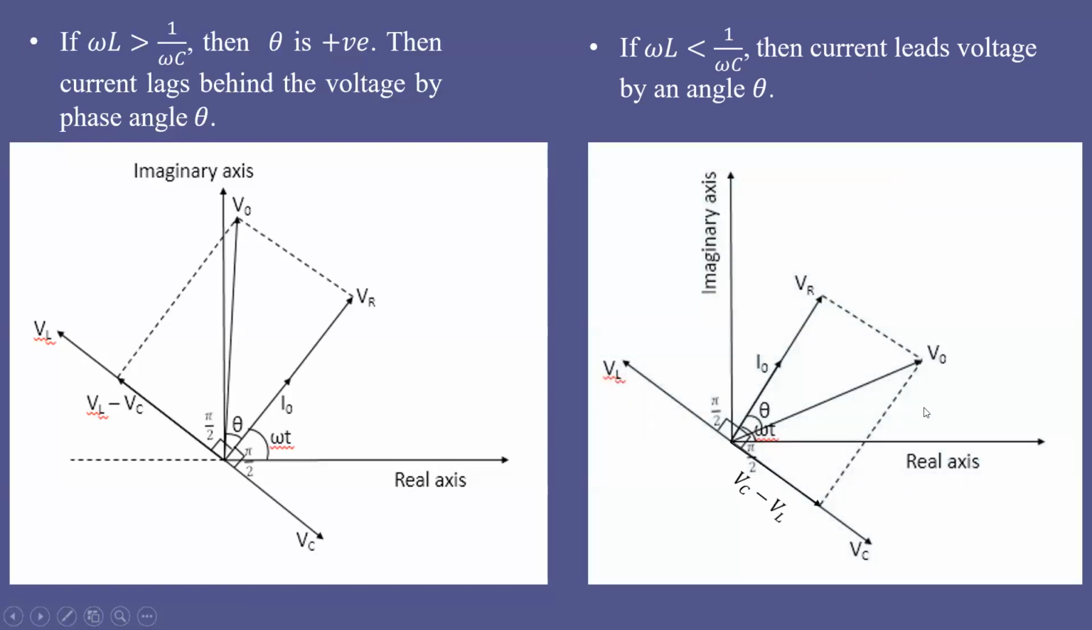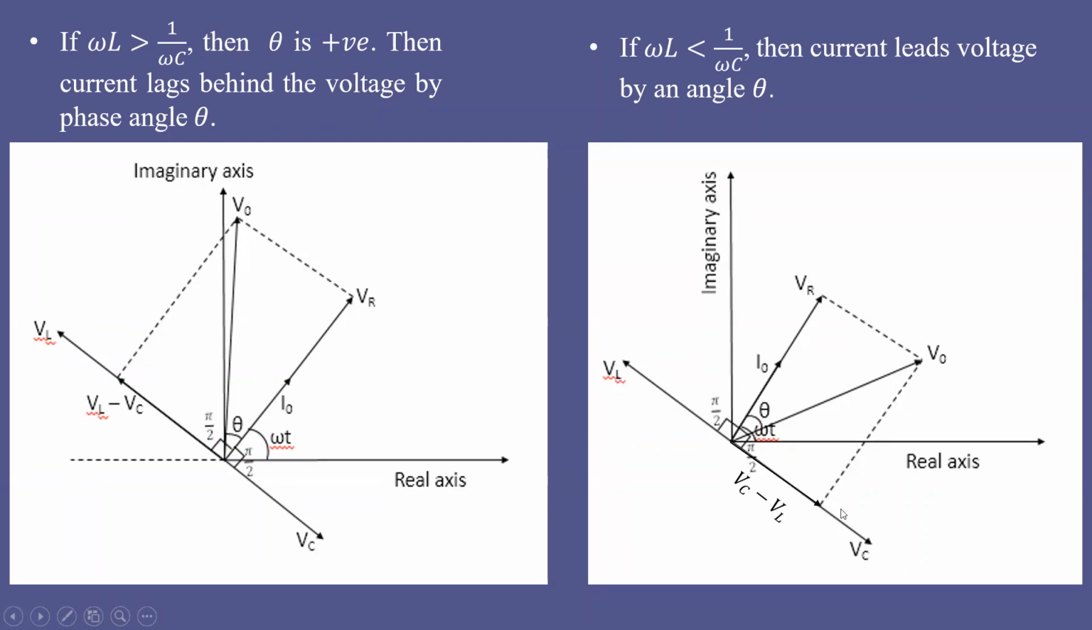So this is the case. Suppose the voltages across the resistance, VR, VL and VC, are represented like this. They have an exact 90 degree phase difference. The initial phase angle of VR is omega t. Then it is given that omega L is less than 1 by omega C. Therefore, the voltage across the capacitor is greater compared to the voltage across the inductor. So VC minus VL is positive.